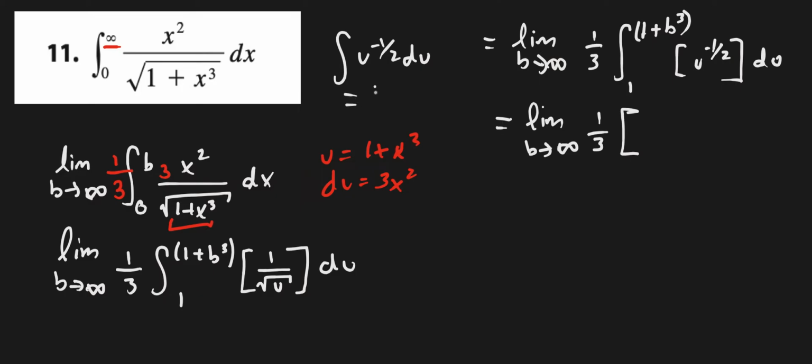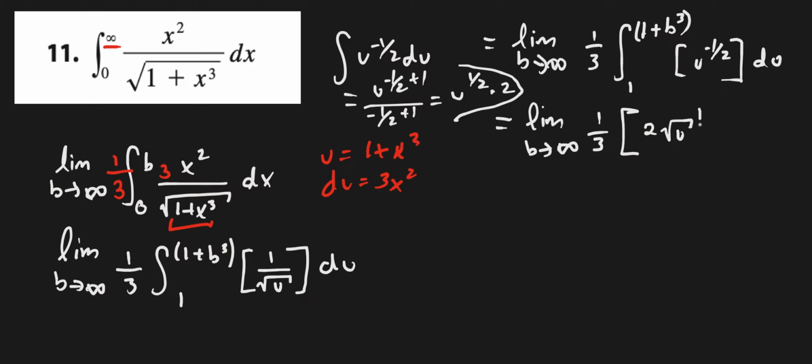This is just equal to u to the -1/2 plus 1, over -1/2 plus 1. So -1/2 plus 1 is 1/2, dividing by 1/2 is the same as multiplying by 2. Let me write that there. So this is 2 root u, evaluated from 1 to 1 plus b cubed.